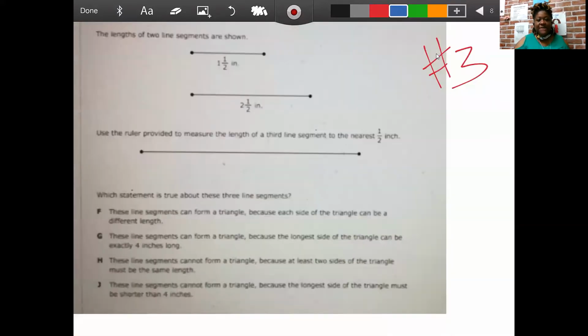All right, number 3 from today. Pay attention, and this will be it for today. This particular length does not have a measurement, so please write this down. Number 3 is going to be 4.5 inches. Okay, so you're going to need that to be able to answer the question correctly. Number 3 on today's assignment, the long line is 4.5 inches.